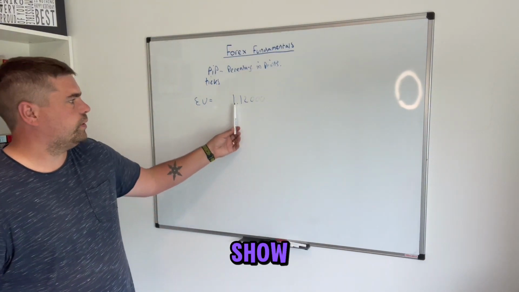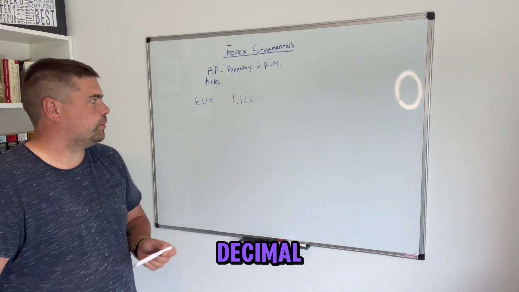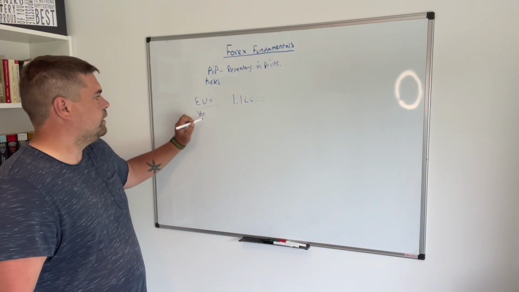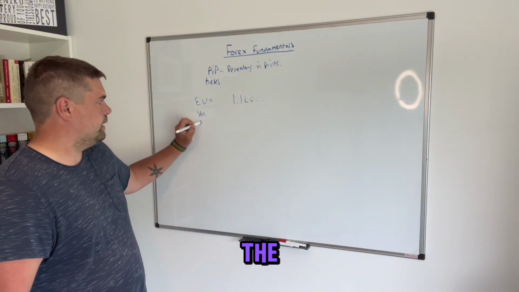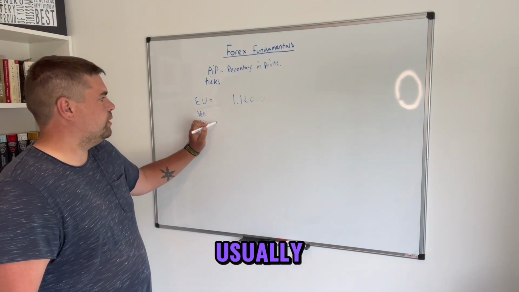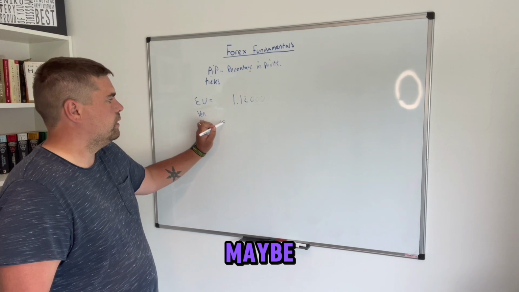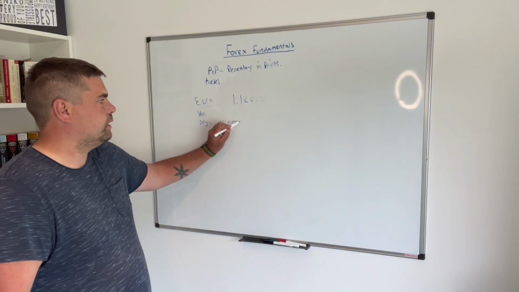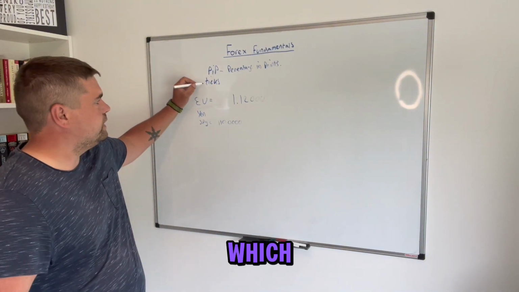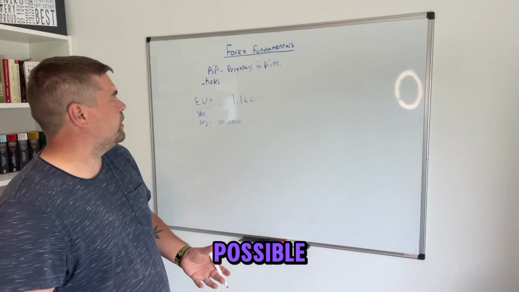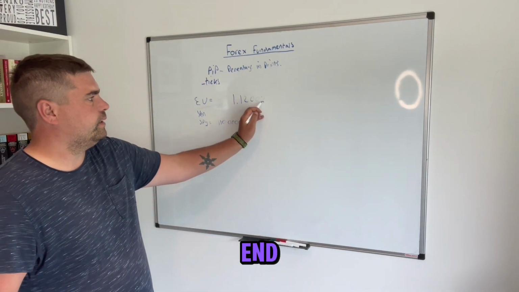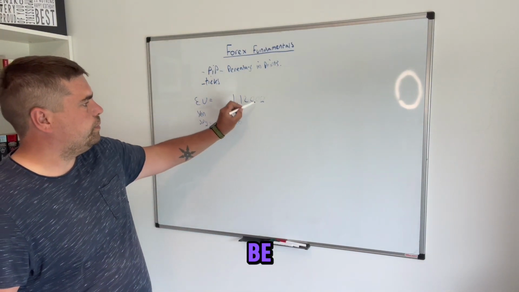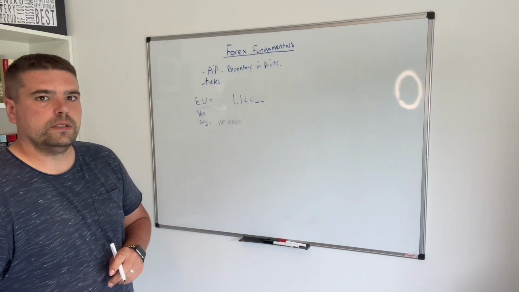Most currency pairs will show you the price up to 5 decimal places. There is an exception for anything that is yen based. The Japanese yen will usually be denoted, so maybe 110, but usually using only 4 decimal places. A tick, which is the smallest unit of measurement possible, would be this end figure here. A pip would be this unit here.